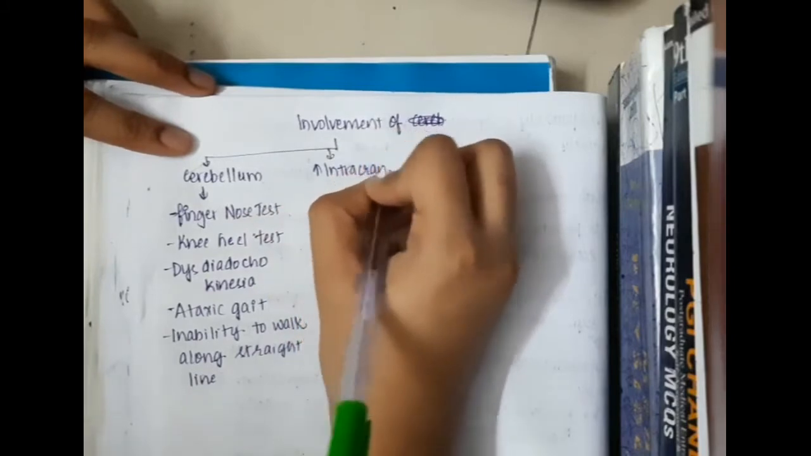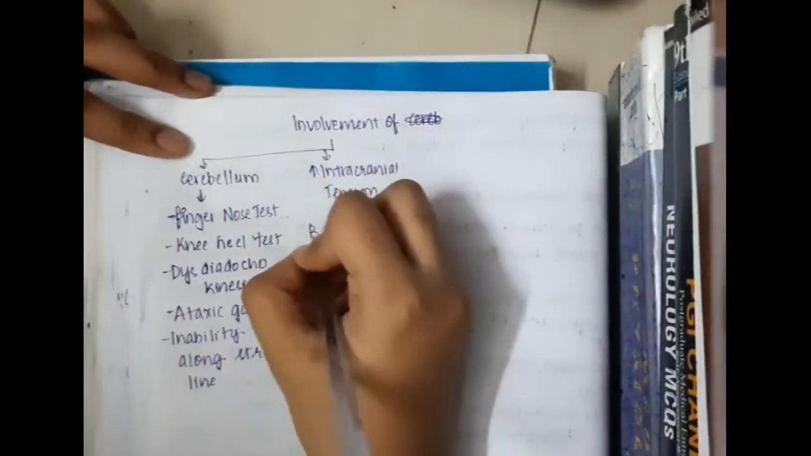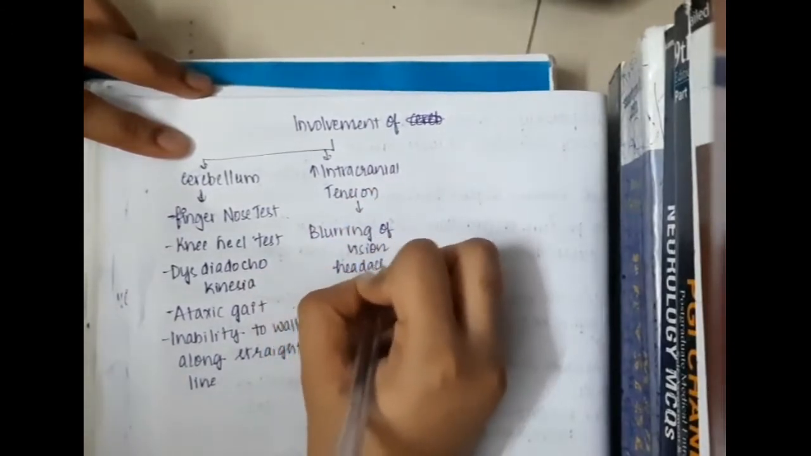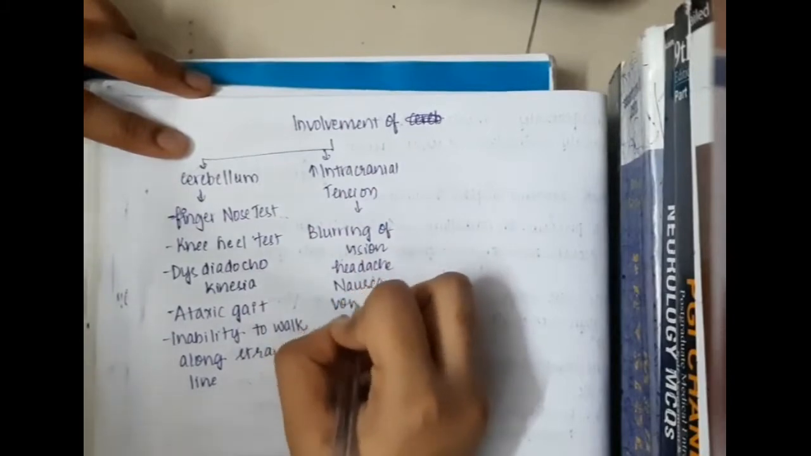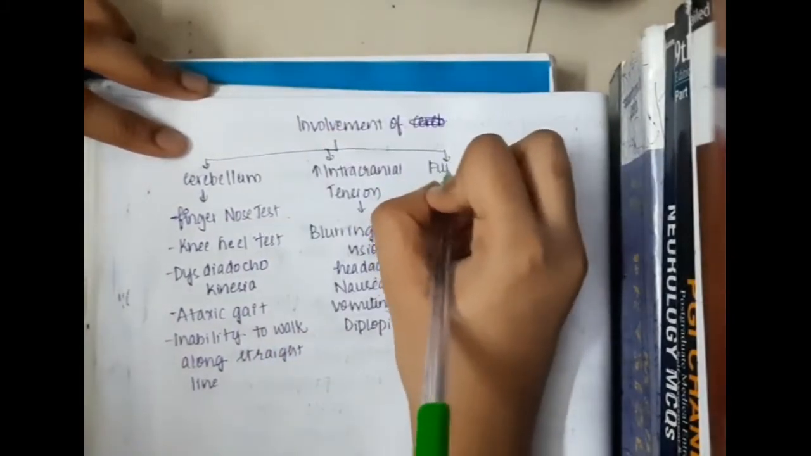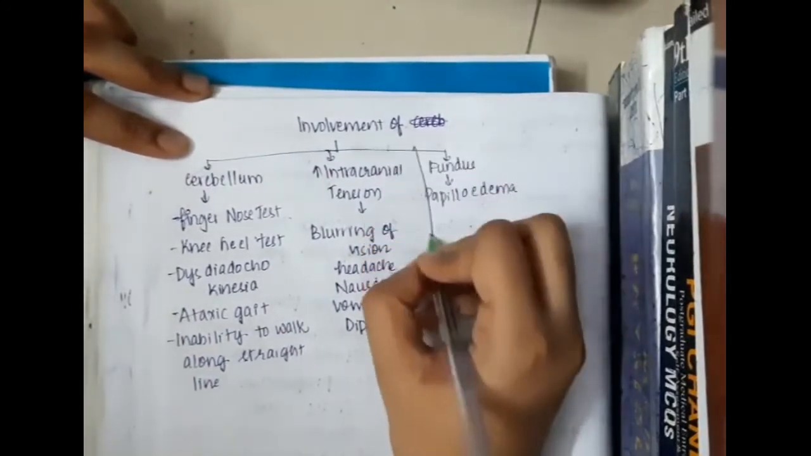Whenever there is involvement of the brain, it causes increased intracranial tension, which causes blurring of vision, headache, nausea, vomiting and diplopia. And if there is involvement of the fundus, it can cause papilledema.